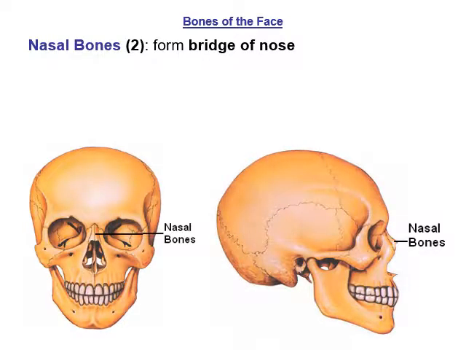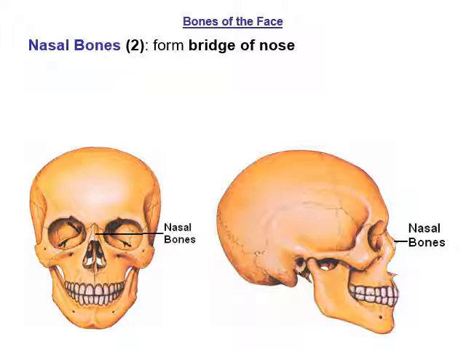First, we're going to look at the nasal bones. There are 2 of them. Again, they make up the bridge of your nose, but technically it's the root and superior portion of the bridge of your nose. The rest is cartilage. It's the dome over the superior portion of the nasal cavity.